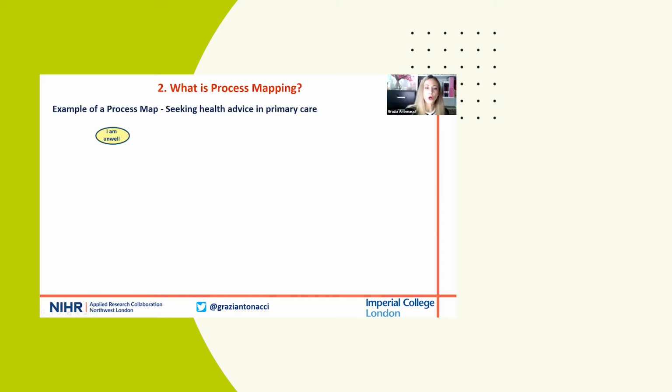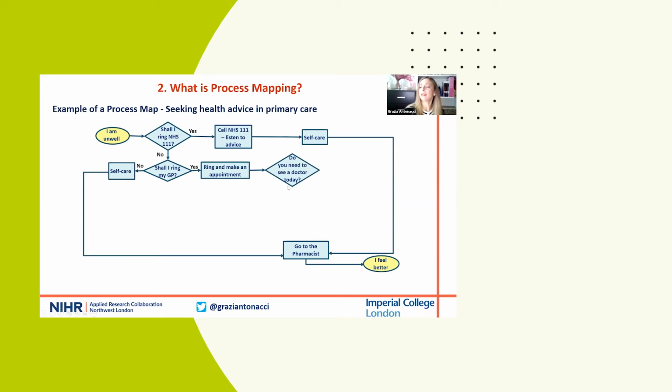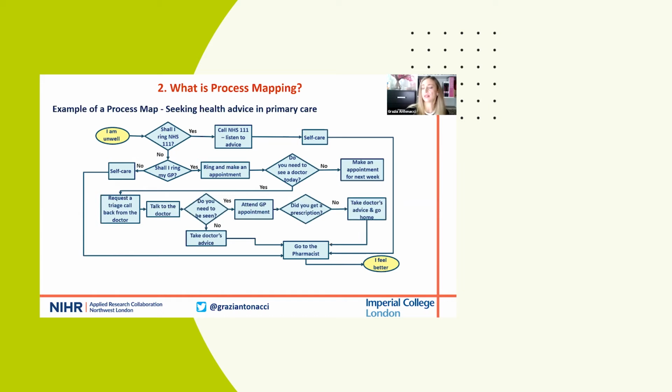Here you can see an example of what can happen when seeking advice in primary care. The process starts when a person feels unwell. Then they can decide whether they want to ring NHS 111, and if they decide to ring NHS 111, they can call and listen to advice, self-care, go to the pharmacy, and hopefully feel better. If they decide not to ring NHS 111, they can decide to ring the GP. And if they don't want to ring the GP, they can self-care and hopefully feel better. While if they decide to ring the GP, they can ring and make an appointment, and so on and so forth throughout this process. As you can see, this process has a clear starting and end point.